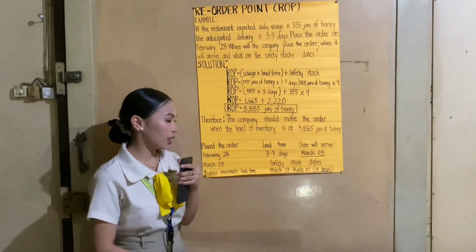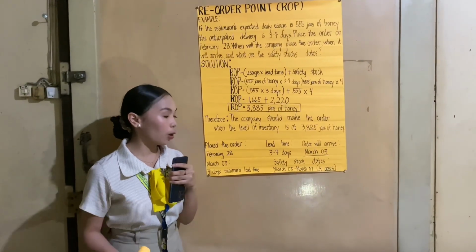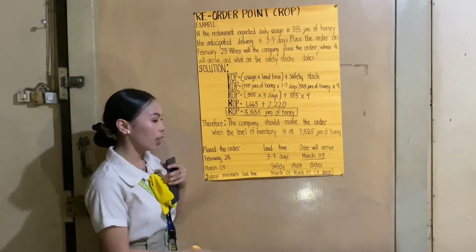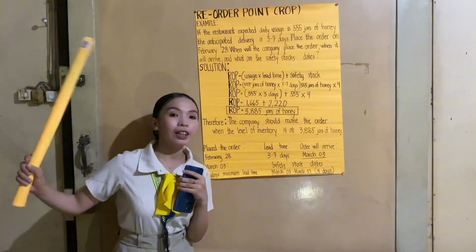So, for the safety stock dates is March 3 to March 7. So, mag-iyap ta no, March 3, March 4, March 5, March 6, March 7. So, muna siya 4 days. Muna siya ang safety stock dates. So, that's all for the ROP.